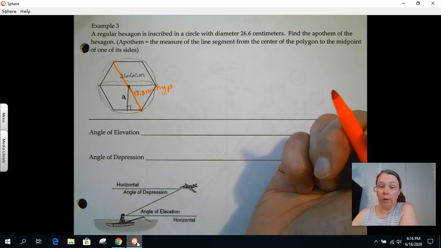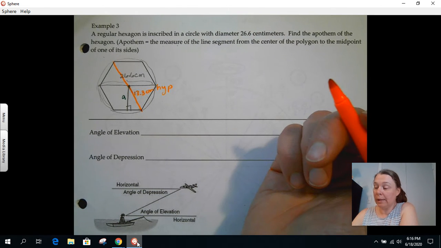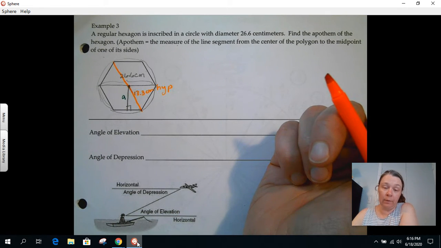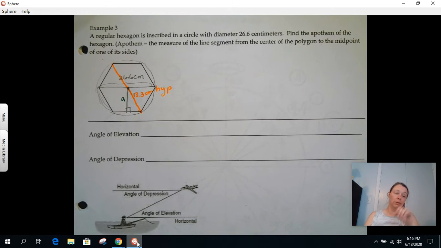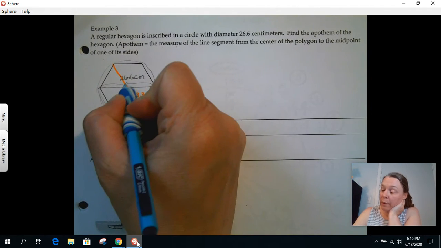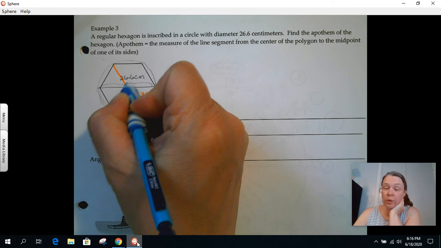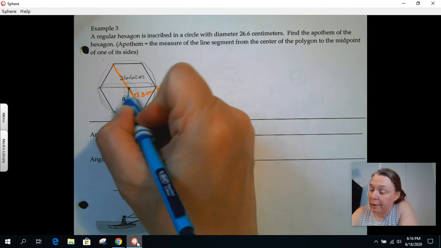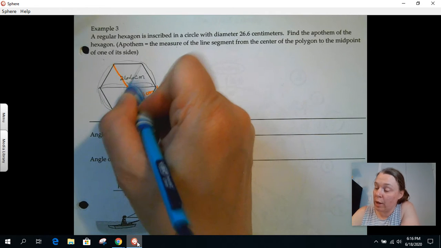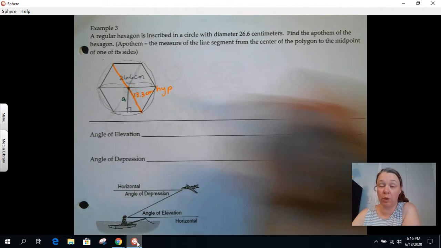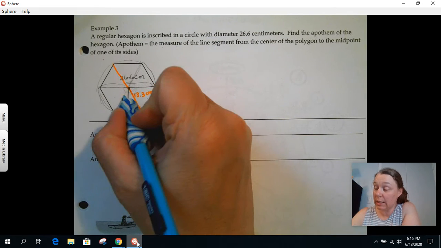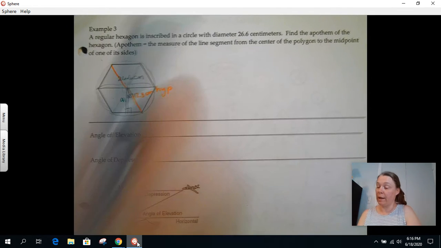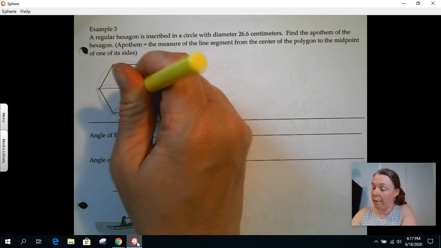To use a trig ratio, I need to know an angle, right? So is there a way that I could figure out the measure of any of these angles in here? Think about all the way around this circle is 360 degrees. How many of those triangles? 1, 2, 3, 4, 5, 6. If I split the 360 into 6, that's 60 degrees. This is 60 degrees. That means this has to be 30 degrees. And so I could focus in on this triangle right here.